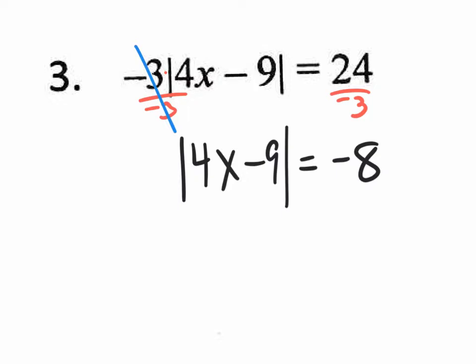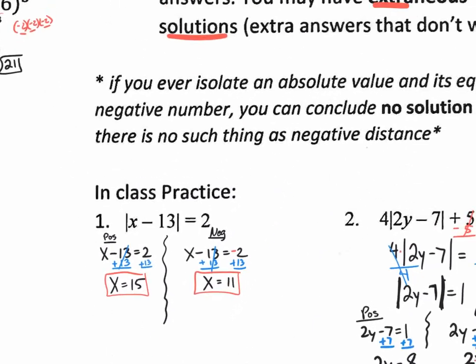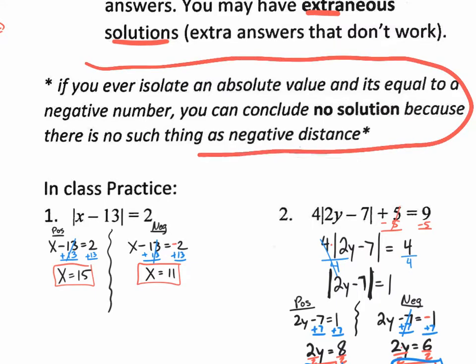You know what I realized? We didn't complete the notes before moving on to these questions. Check this out, guys. Let's go back up here. Very important. If you ever isolate an absolute value and it's equal to a negative number, you can conclude no solution because there's no such thing as negative distance, right? What's the absolute value of negative 5? It's 5. What's the absolute value of positive 5? It's also 5.